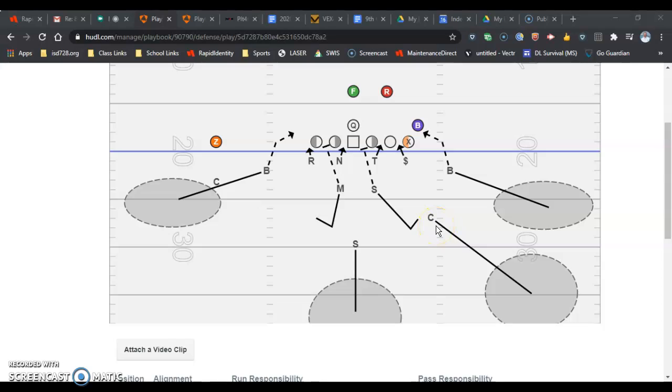Now, going to our third level, we have our D-backs. These are the first group that is primarily pass first, right? Meaning that they have pass responsibilities. Once they realize that it's run, they come up to help the run.